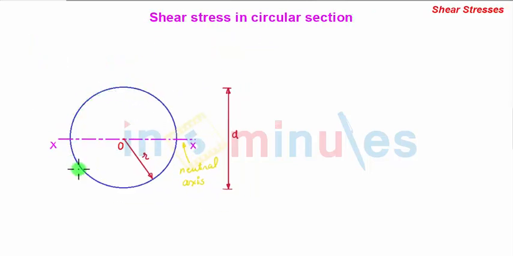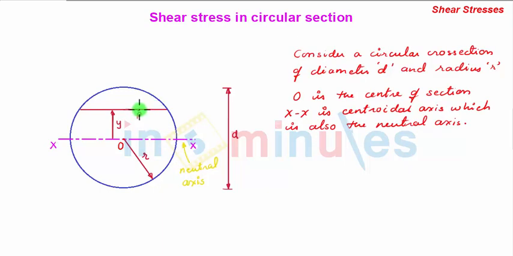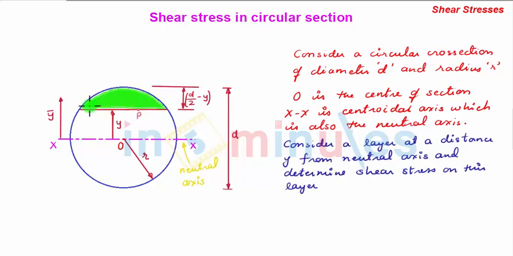Now consider a circular cross section whose diameter is d and radius is r, whereas O is the center of the circular cross section. We have shown the horizontal centroidal x-axis, which will also be the neutral axis for the cross section. Let us take a point P on this layer and we determine the shear stress on this layer. Now if we consider the shaded area of the part of the cross section which is above the layer, we see that the depth of this layer will be given by d by 2 minus y, where d is the diameter or total depth of the cross section.